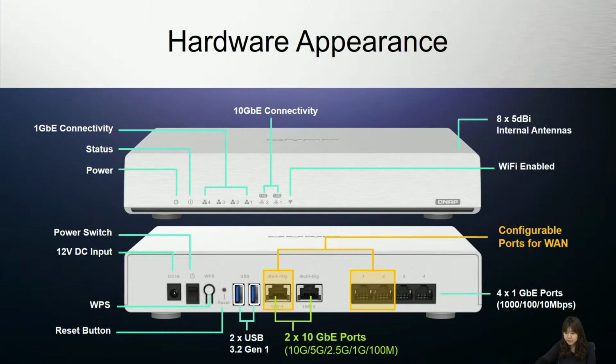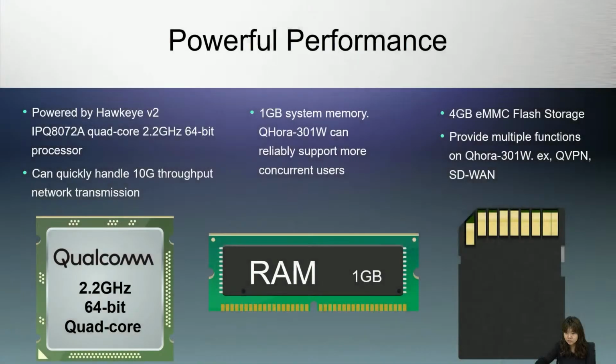Here's the hardware appearance of the QHora-301W. We provide 4 of the 1 gig ports, 2 of the 10 gig ports, and 2 USB ports. In order for QHora to have powerful performance, we provide the IPQ8072A quad-core processor from Qualcomm. This lets QHora handle 10 gig throughput network transmission.